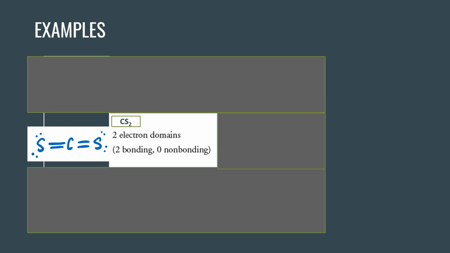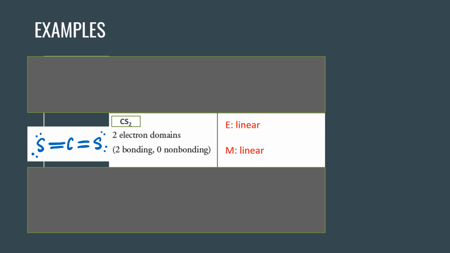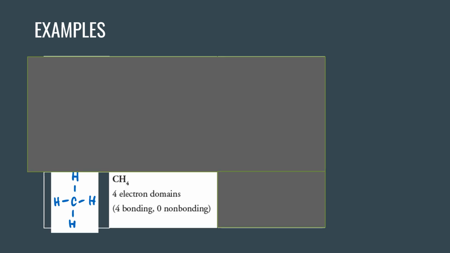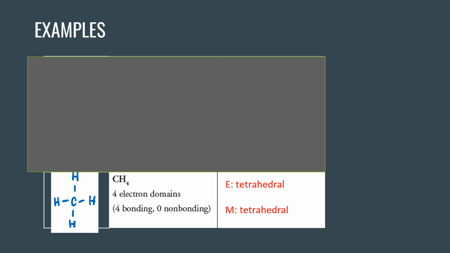CS2, you have two domains. Two are bonding, none are lone pairs on that central atom only. That's what we're focused on. So with two domains, the electron geometry is linear, and because none are lone pairs, it's linear for the molecular shape as well. You have CH4 that I did earlier. There are four domains. None are non-bonding. So the electron geometry for four domains is always going to be tetrahedral, and the molecular shape is tetrahedral.